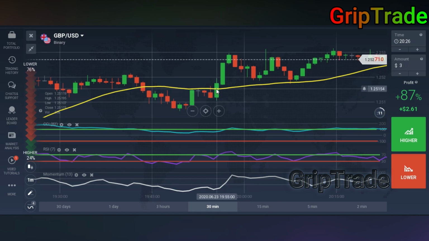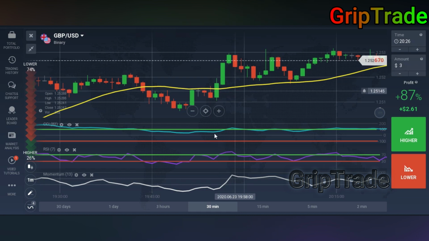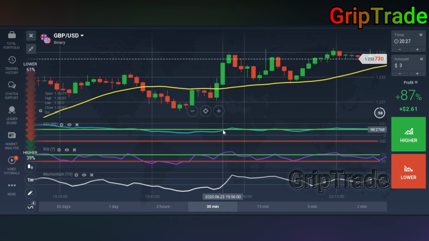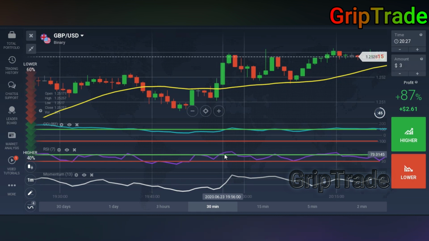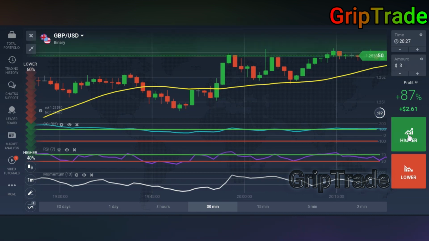as soon as the SMA touched and intersected the green candle, the buy candle, at this particular time CCI was touching the upper green line and RSI was touching the upper green line. Two indicators are again parallel for us. Momentum was also very near the upper line, but two have confirmed that it's a good, strong signal. You need to put a higher trade, a buy trade, a call option. This is pretty simple.